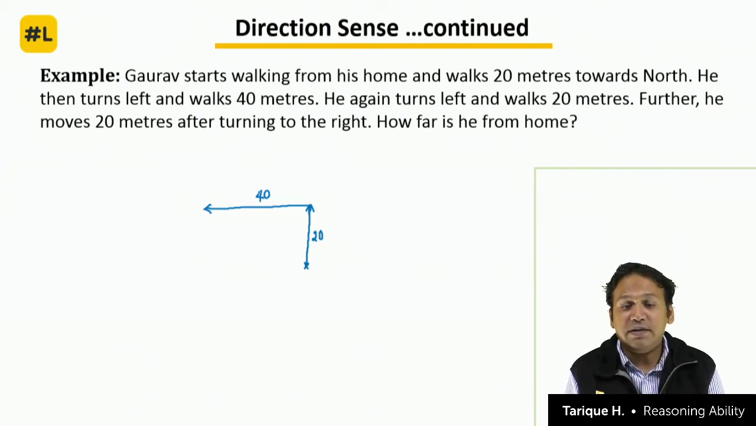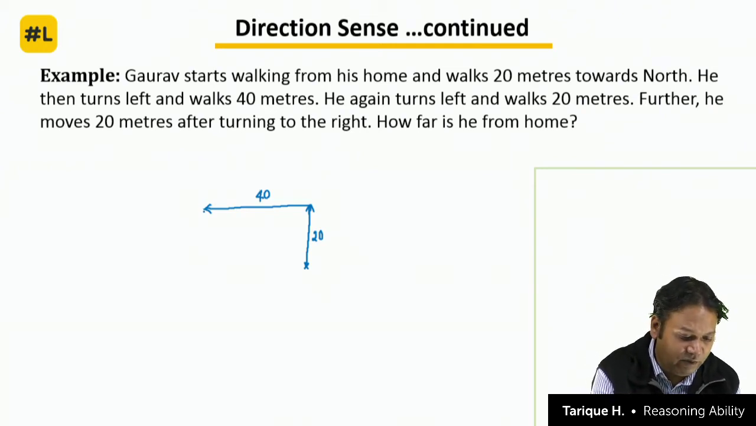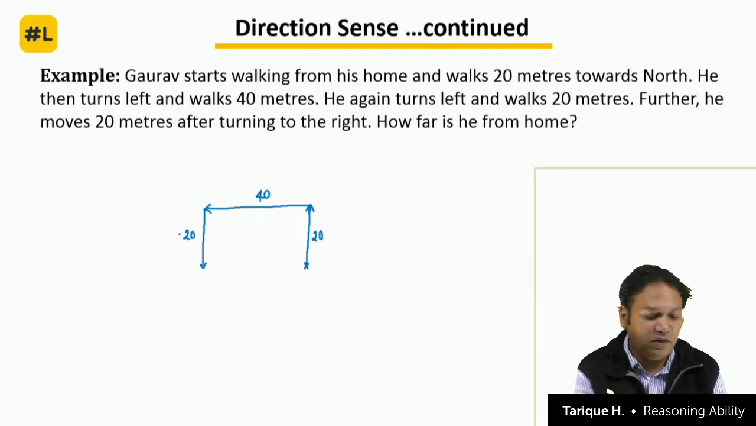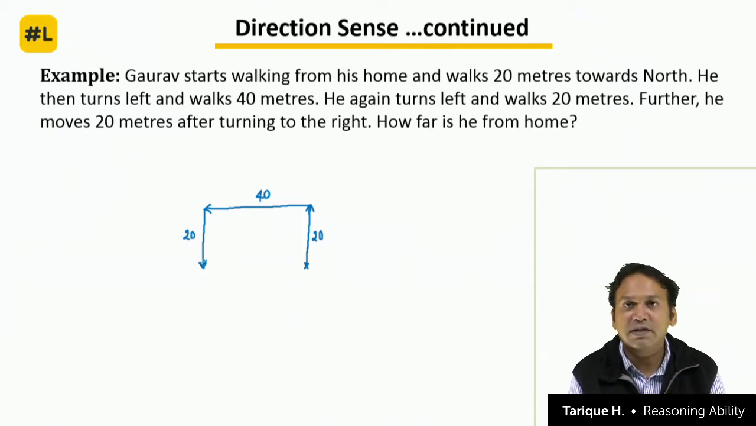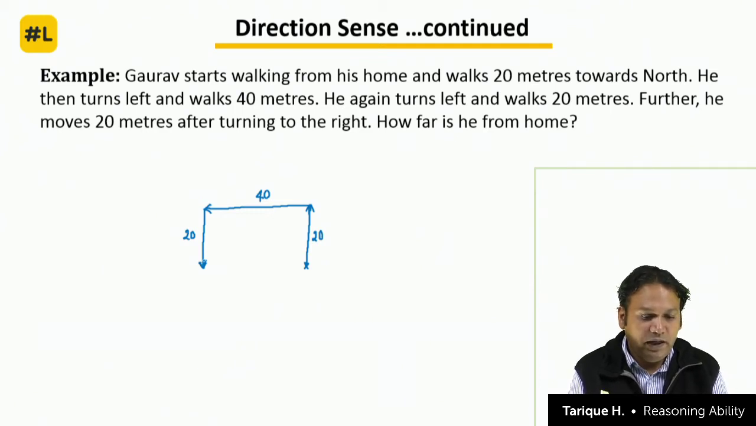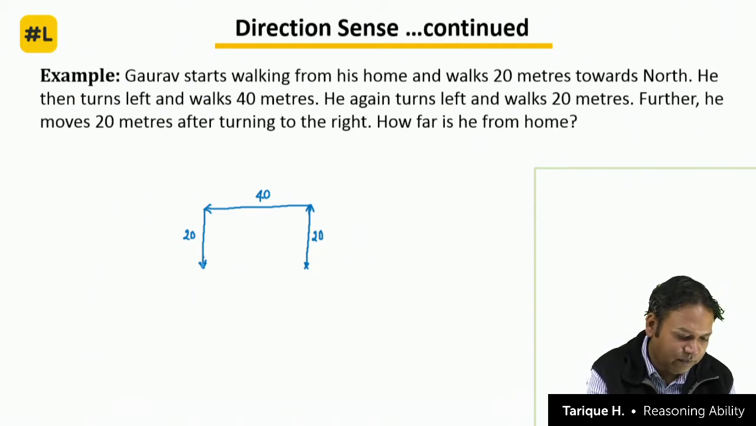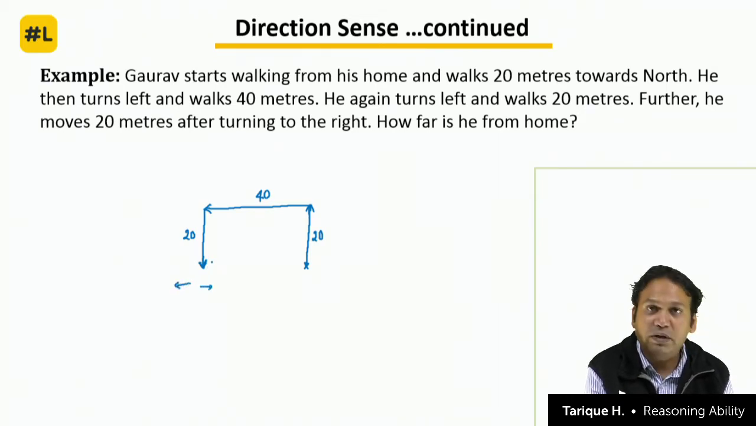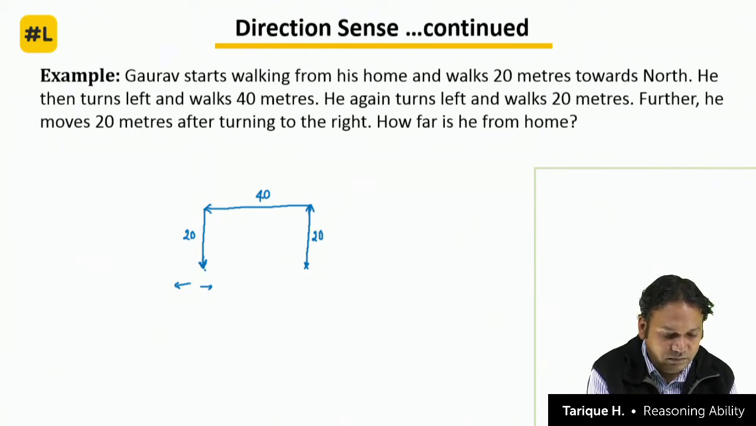He then again turns left and walks 20 meters. He turns left from here and walks 20 meters. So now he will turn left, he will go south, and so he has walked a total of 20 meters going south. He then again turns left and walks 20 meters. So if he is going south and then he turns left and walks 20 meters, which way will he go? Will he go in this direction or this direction? Turning left, when you are going south, you turn left means you go towards east. You turn left and walk 20 meters.